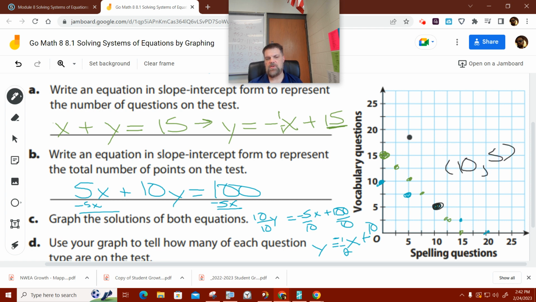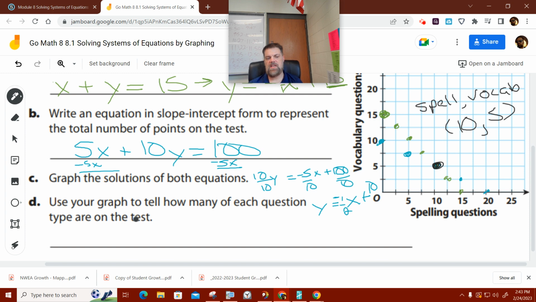What does the X represent again? Spelling, right? Those are the spelling words. And then 5 represents the vocab. So it says use the graph to tell how many of each question you have. 10 spelling words and 5 vocab.